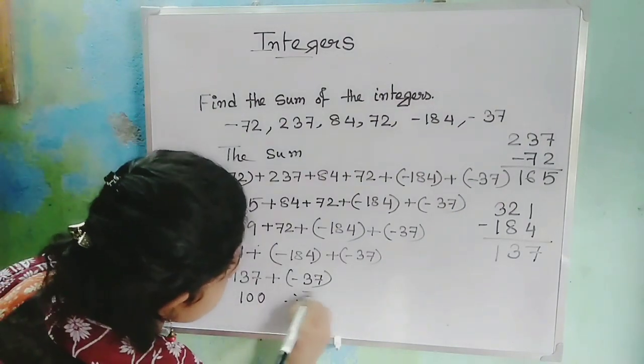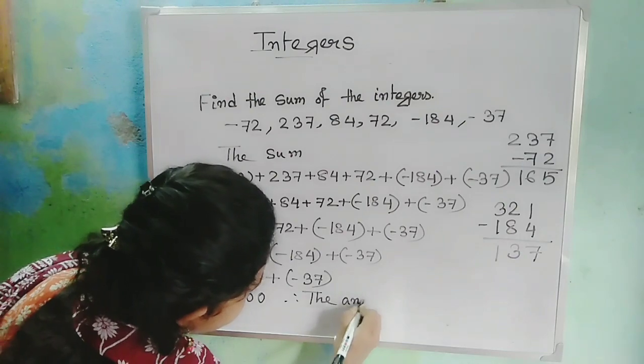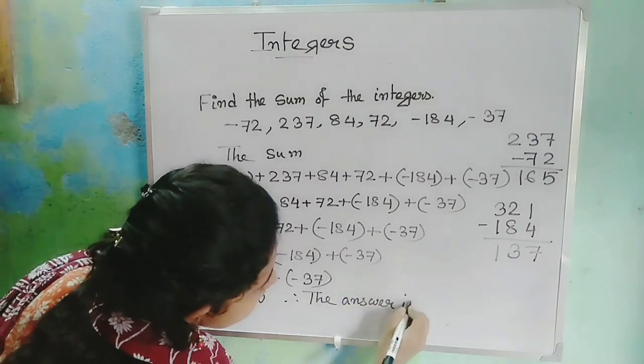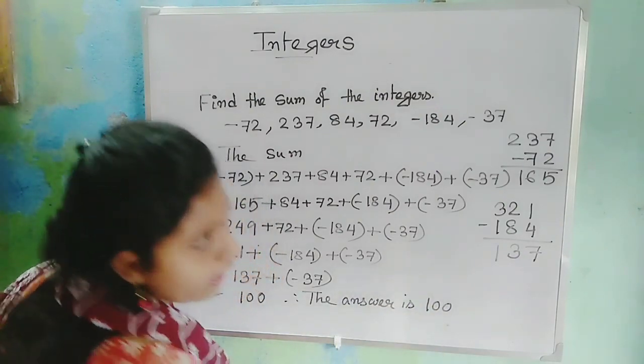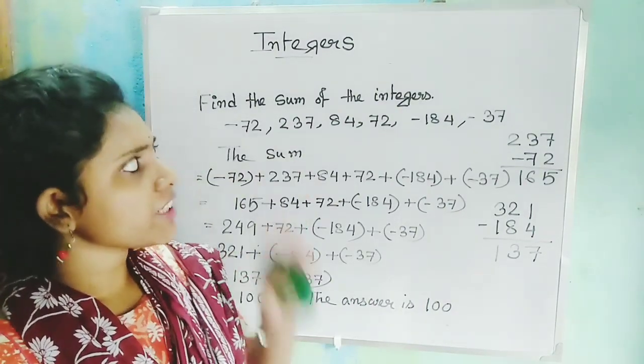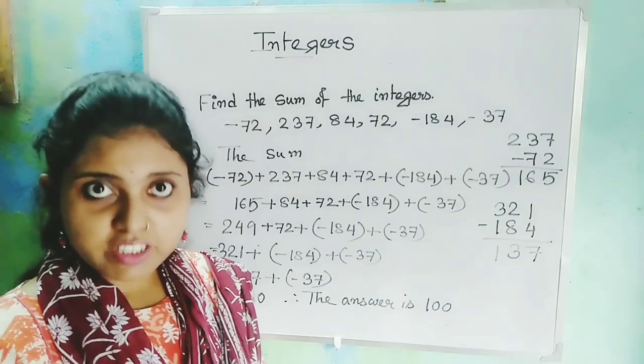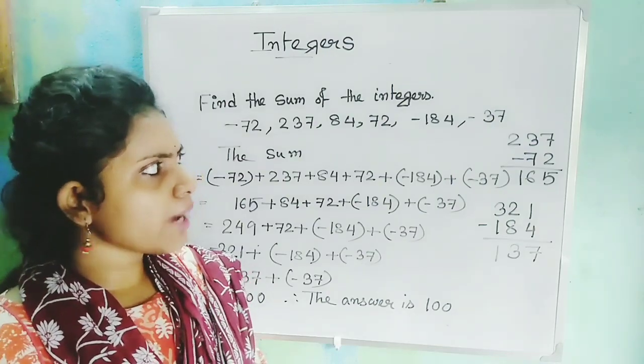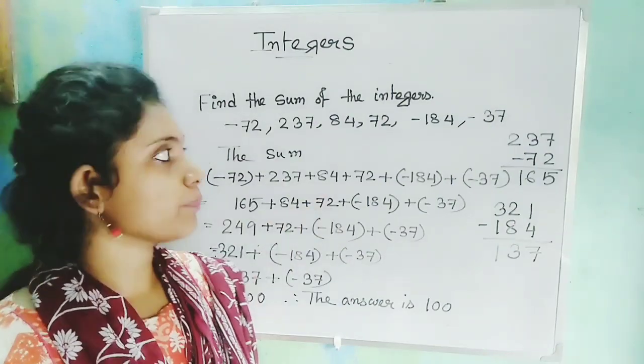Therefore, the answer is 100. So students, today we have learned about properties of addition of integers, properties of subtraction of integers, and we have done some maths about this topic.